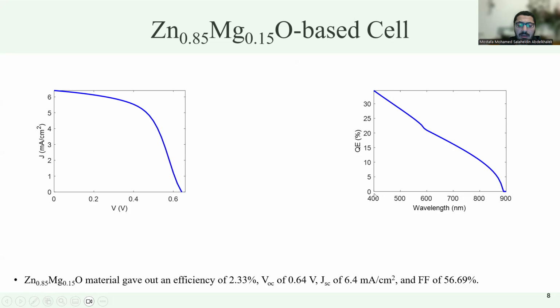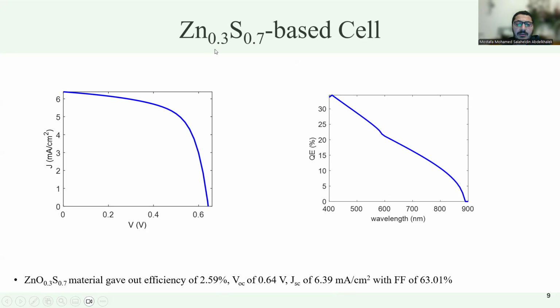This cell has an efficiency of 2.33%, open circuit voltage of 0.64 volt, short circuit current density of 6.4 milliampere per centimeter square, and fill factor of 56.69. These parameters can be extracted from the JV curve.